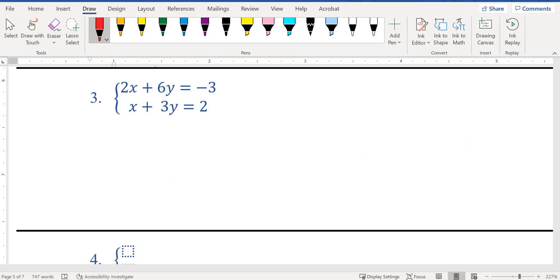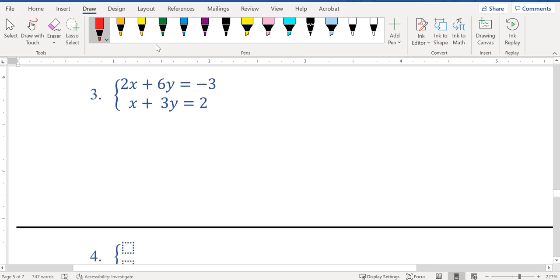For number 3, again, if you have an older version of the handout, go fix the problem. 2x plus 6y equals negative 3. X plus 3y equals 2. I'm going to choose to eliminate the x's. The common multiple between 2 and 1 is 2, so I'm going to leave that top equation alone.